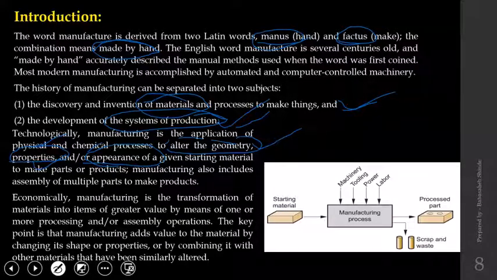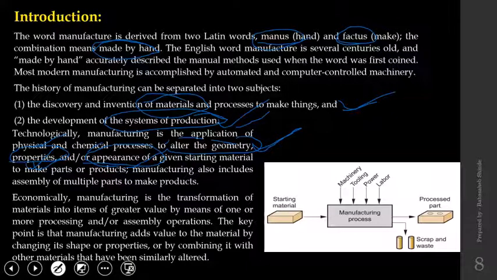Using those processes, you don't alter the geometry of the object, but you alter the properties, and those processes are also called manufacturing processes. Similarly, the next one is alteration of appearance. Suppose you have coated the material with some layer, let it be a ceramic layer, glass layer, acrylic layer, or anything. When you coat the surface of an object to have a better appearance, that process is also manufacturing.